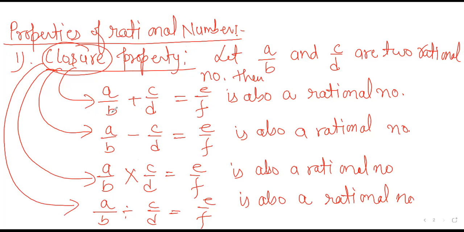So if anyone asks you, what do you mean by closure property, or is a rational number closed under subtraction, addition, division, multiplication, you can say yes, in all the four basic mathematical operations, rational numbers are closed for addition, subtraction, multiplication, and division. You can verify these properties with the help of examples.